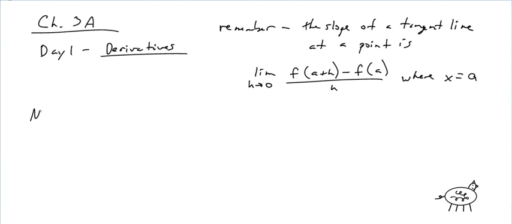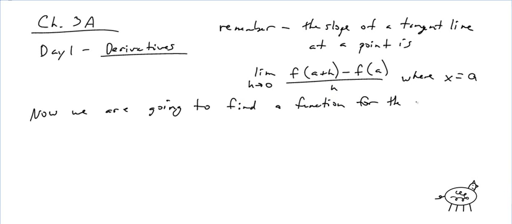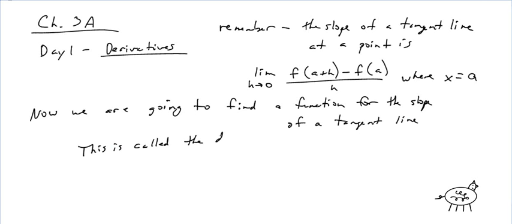All right, so let me just write this out here. Now we are going to find a function for the slope of a tangent line. Okay, and this is called the derivative. Okay, there's your key word. This is called the derivative.